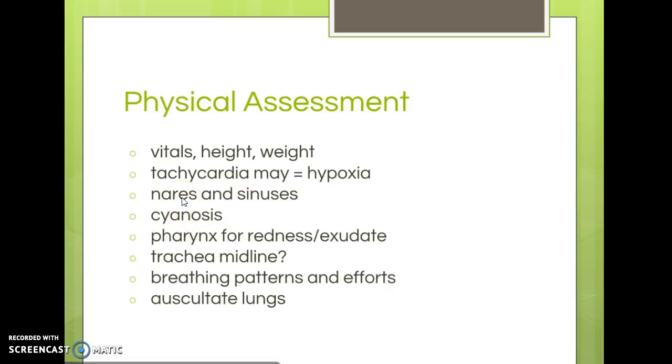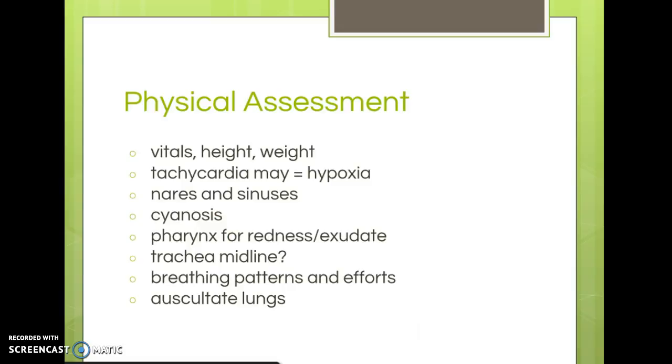We're going to check nares and sinuses. And one way to check the patency of the nares is to gently close one side off and see if they can breathe through the other side. Sinuses, when you press on the areas where the sinuses are, does it cause pain or tenderness? Cyanosis means a blue discoloration of the skin that can, again, indicate hypoxia. This is usually a later sign than that.